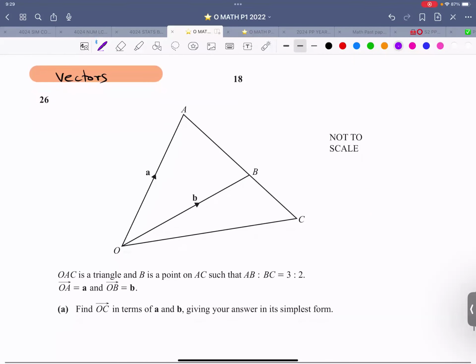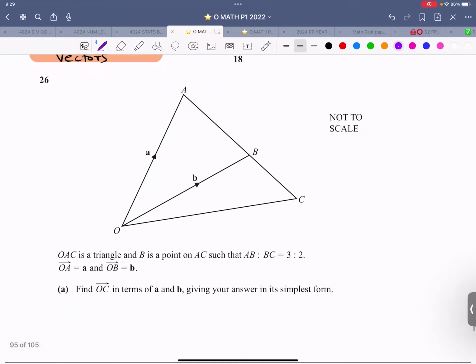The last question, that is question number 26, and it's 9:29 right now. So now it says OAC is a triangle and B is a point on AC such that AB to BC is 3:2. OA is A, OB is B. Find OC. Now, first of all, let me draw some colored lines, which of course you don't have the liberty of doing in the exam. But for right now, let me draw it so that you have a beautiful understanding of what exactly we are doing.